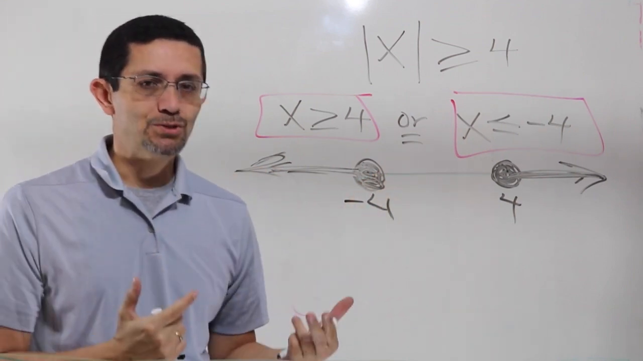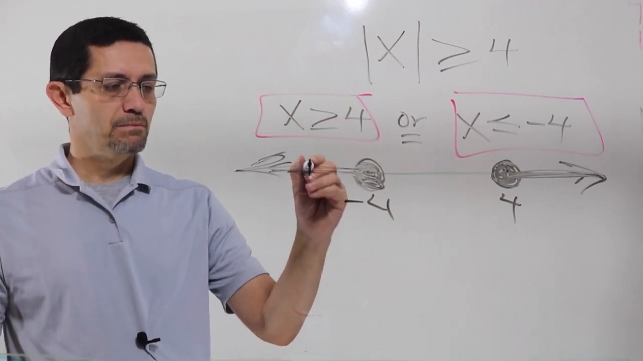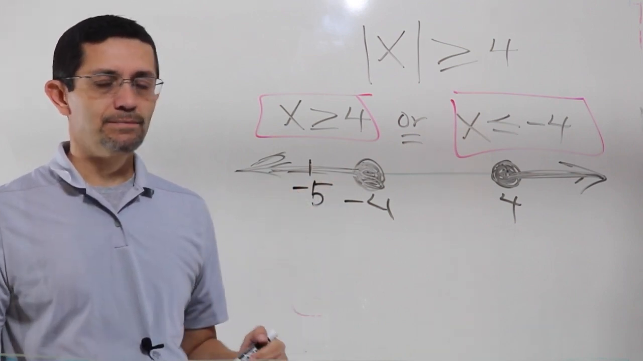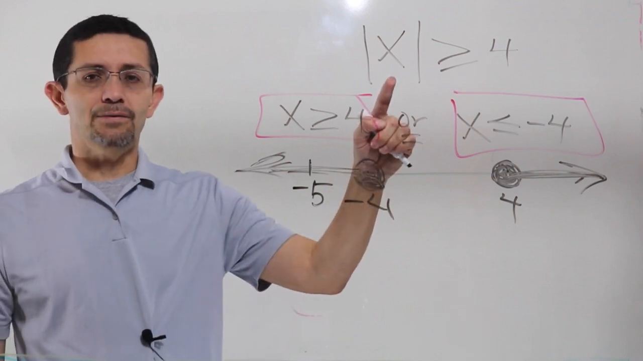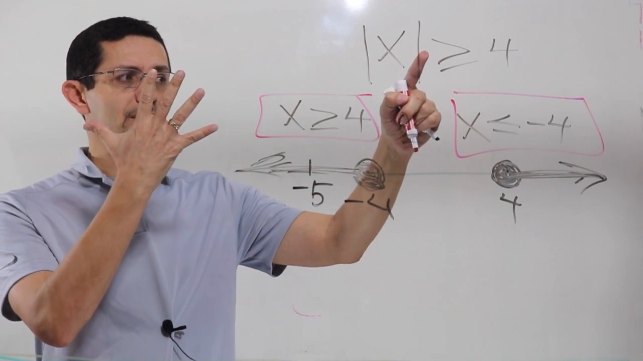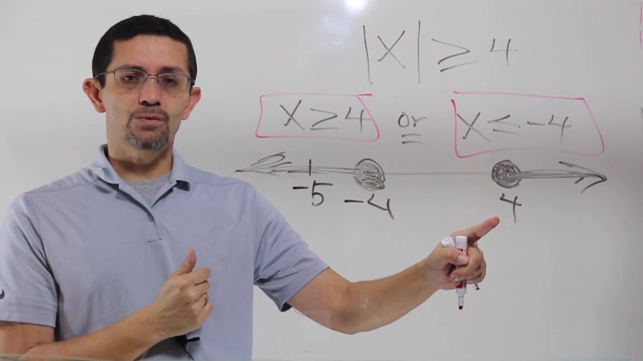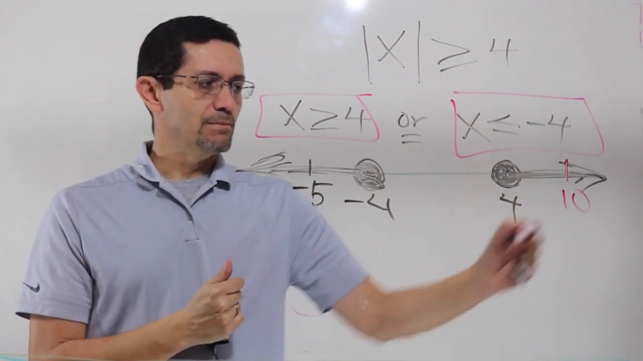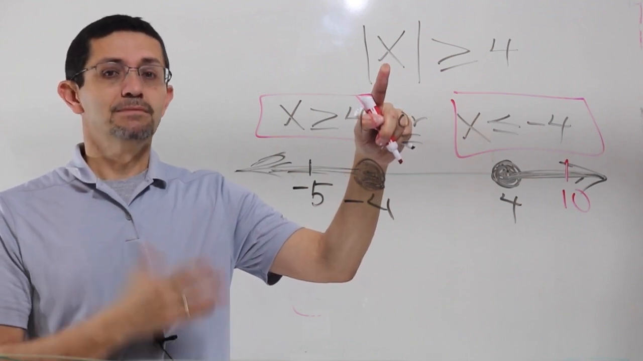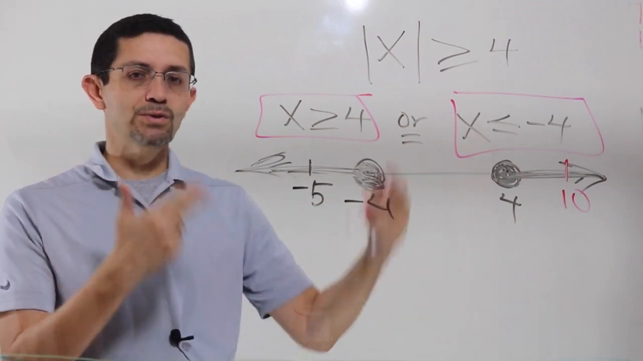Let's double check if this makes sense in my absolute value inequality. -4, -5, -10, -20. Let's pretend that I have -5, something to the left. Absolute value of -5 is +5. Is +5 greater than or equal to 4? Yes, it is. So this is making sense. Let's go to the right. Let's exaggerate. Something greater than 4, 10. Absolute value of 10 is +10. Is 10 greater than 4? Yes. So you want to always double check.